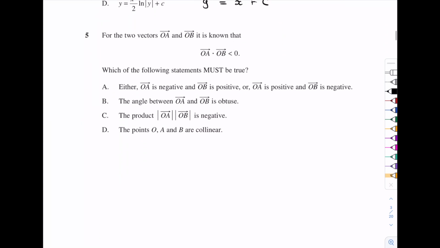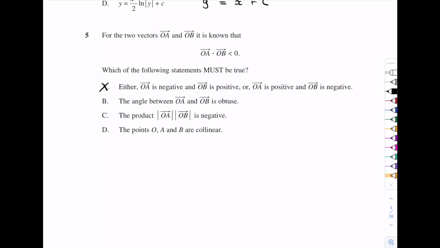All right, question 5. For the 2 vectors OA and OB, it is known that OA dot OB is less than 0. Which of the following statements must be true? Okay, so let's read them. Option A says either OA is negative and OB is positive, or we have OA is positive and OB is negative, well, that makes no sense whatsoever because a vector isn't positive or negative, right? So that's obviously not correct. We can cross that one out.